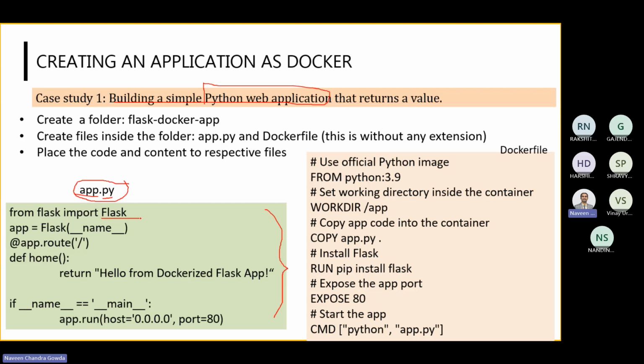As I'm trying to create the web container, I'm using Flask. What it is going to do is not anything other than just displaying the data as "Hello from Dockerized Flask app". And as I'm going to run it on the same localhost, I'm using 0.0.0.0 and the port is 80.